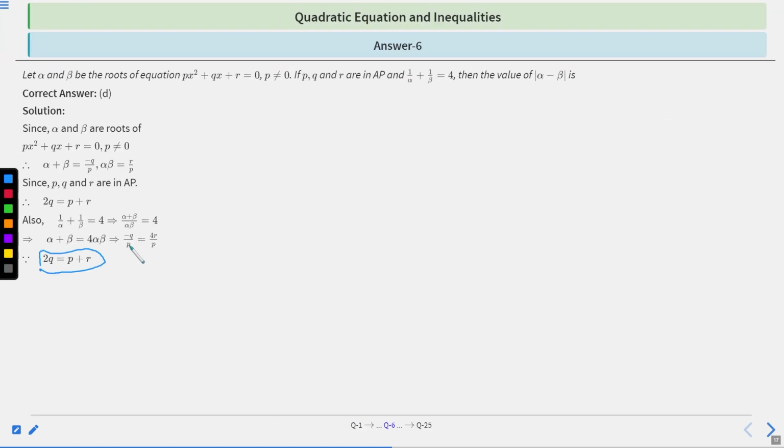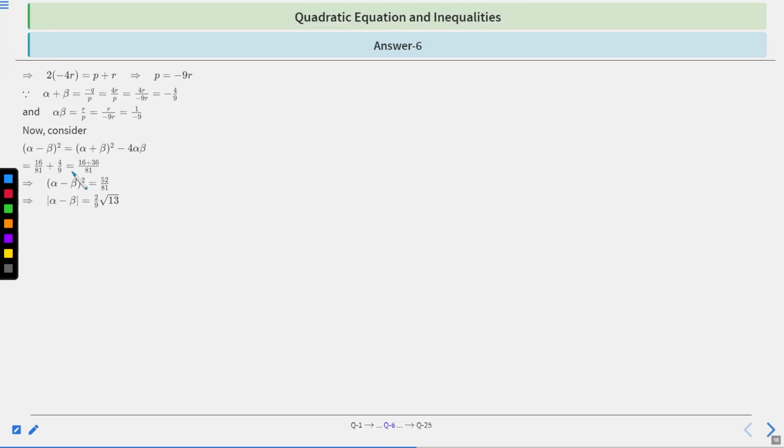See, p and p are cancelled out. So q is basically minus 4r, right? Put the value of q as minus 4r, which is 2 times minus 4r is equal to p plus r. So p is minus 9r. Now alpha plus beta is minus q upon p. Put q as minus 4r. So 4r upon p, which is 4r upon minus 9r. So alpha plus beta is basically minus 4 upon 9. Now let's calculate alpha into beta, which is r upon p, and p is minus 9r. So r upon minus 9r, which is minus 1 by 9.